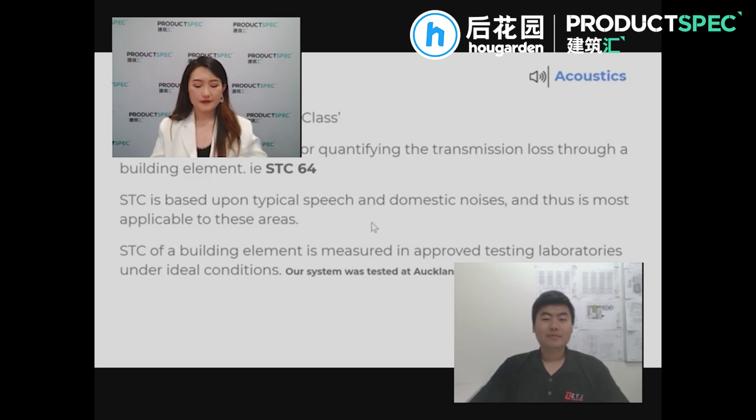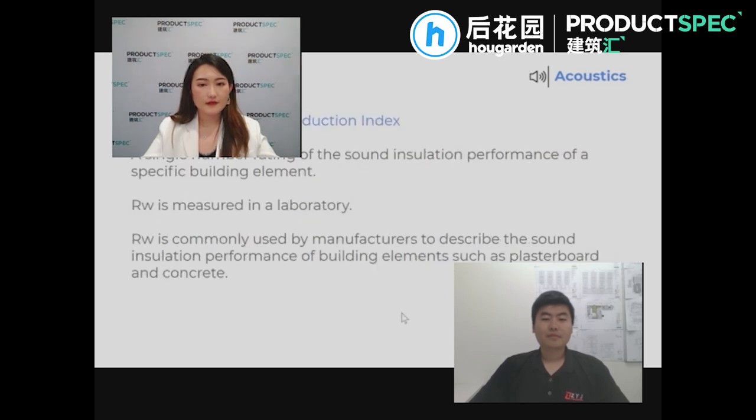All right. So STC is measured in a laboratory, an acoustic laboratory. We tested ours at Auckland University Acoustics Lab.